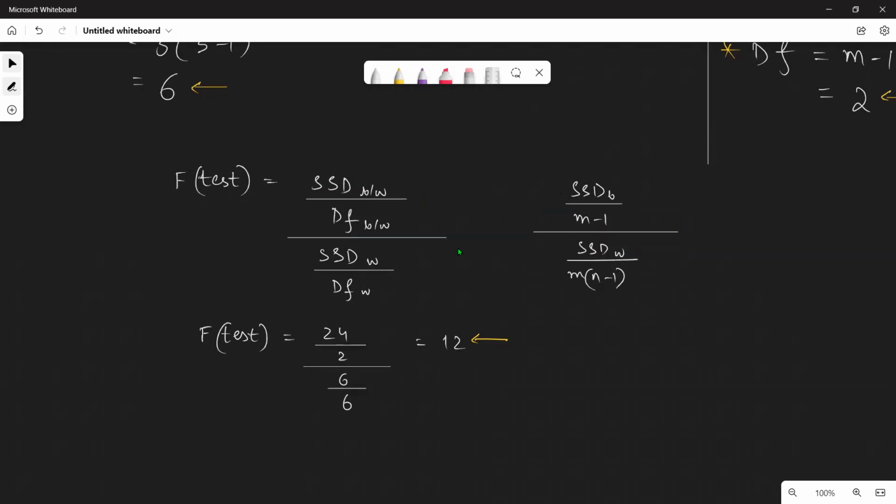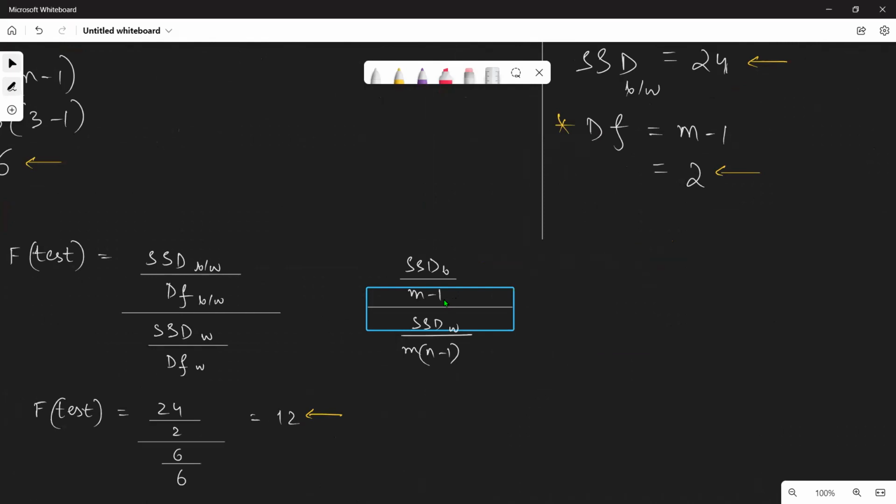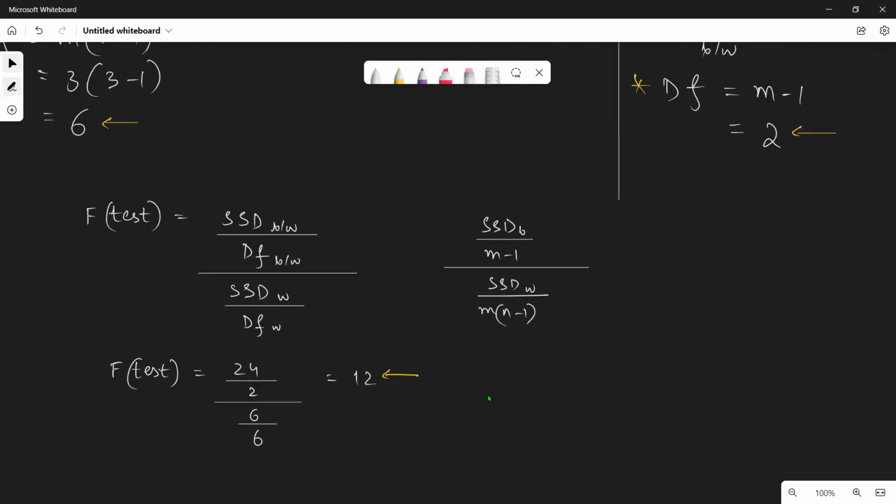Because if you look here, this is between the samples, no? Degree of freedom, the formula is N minus 1. So I've just placed that value. Similarly here also. Gotcha, got it. Okay. So let us now see the F table.